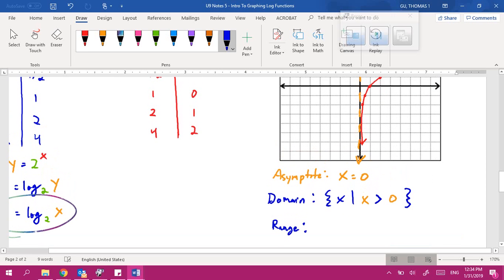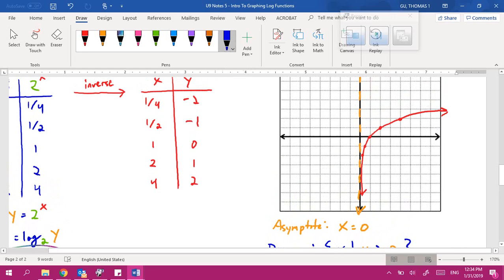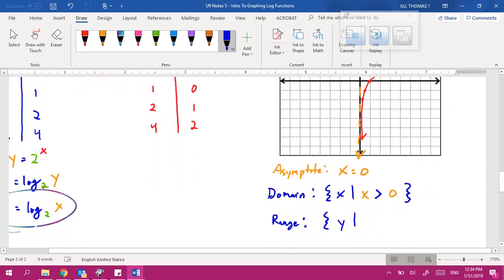All right, the range. What about the range? Is it y is less than 3? No, because it's going to go up, right? There's no asymptote. Negative infinity. How do you write this in set builder? Less than? Positive infinity.